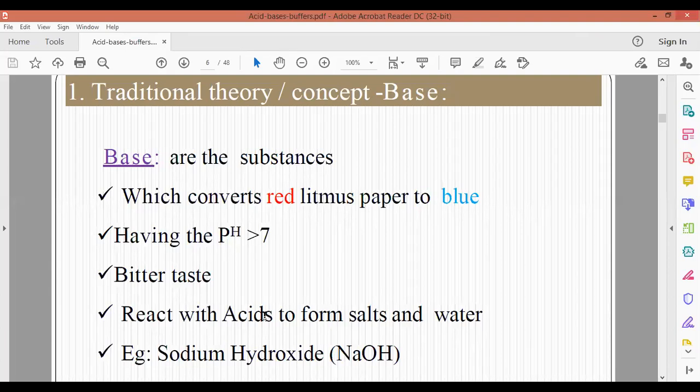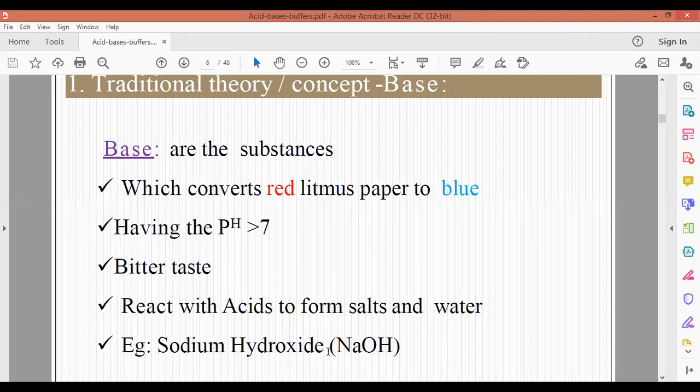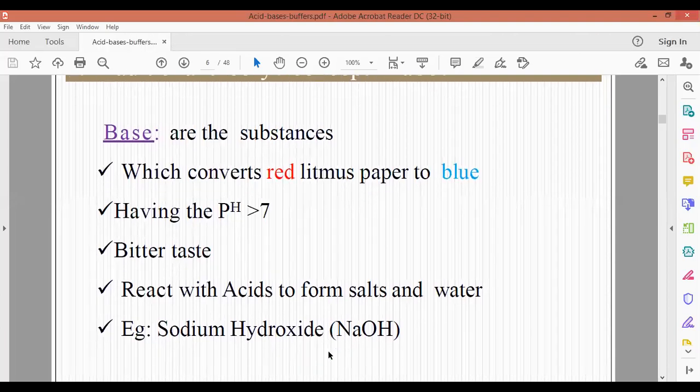All of you understand what is meant by acid and base? Yes, ma'am.